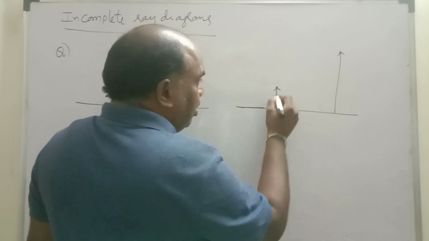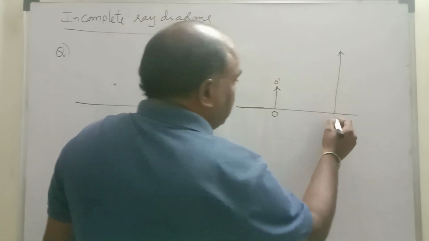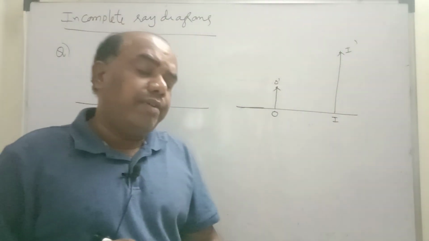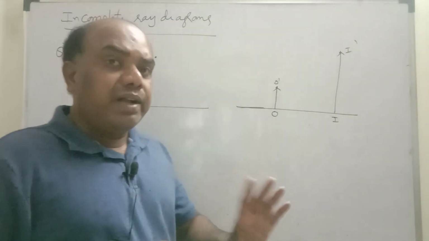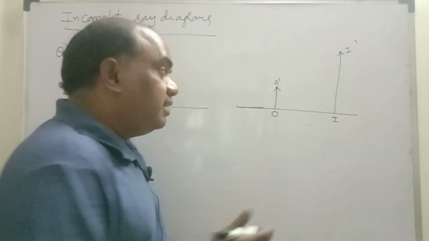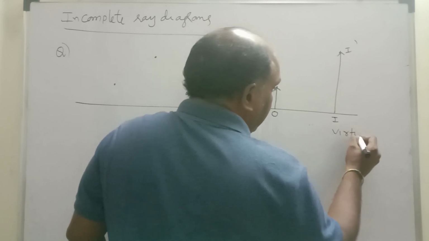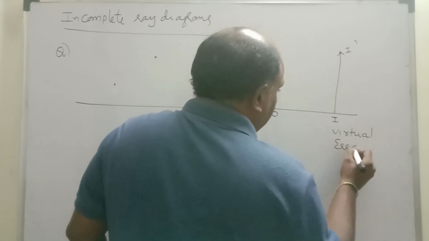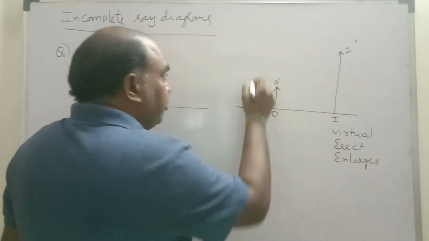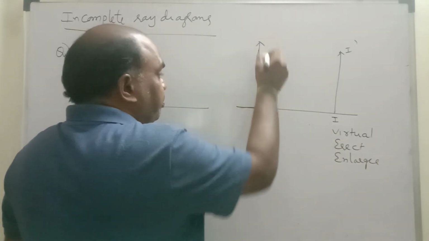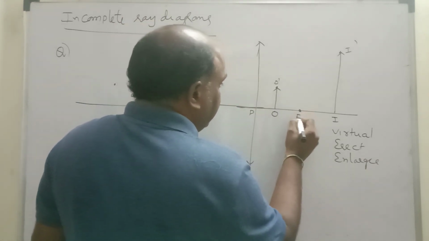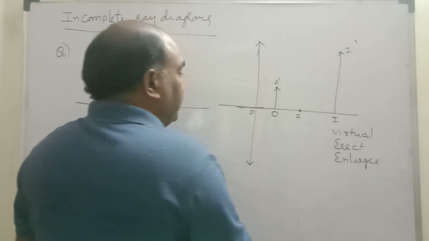If you consider this as the object O, then O dash is the image. What type of image? Virtual, erect, enlarged. Which lens can form a virtual erect enlarged image? Only a convex lens can form it. When do you get a virtual erect enlarged image? If the object is in between the principal focus and the pole, then you will get a virtual image.